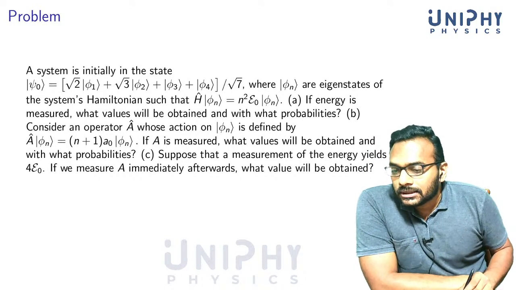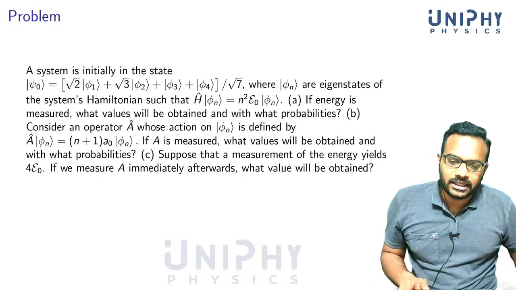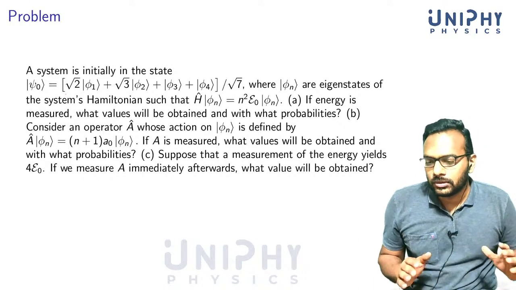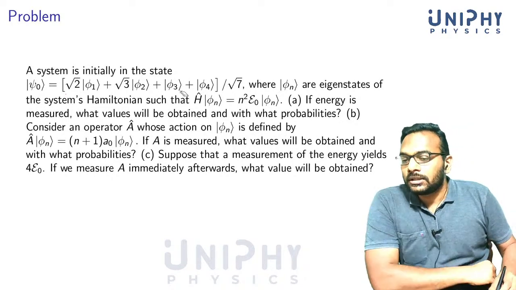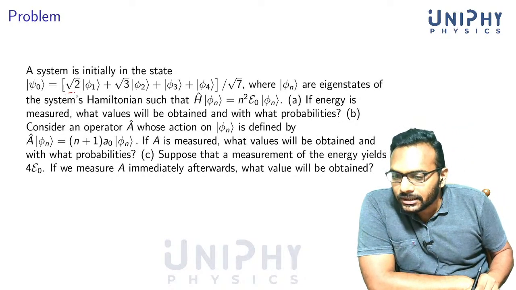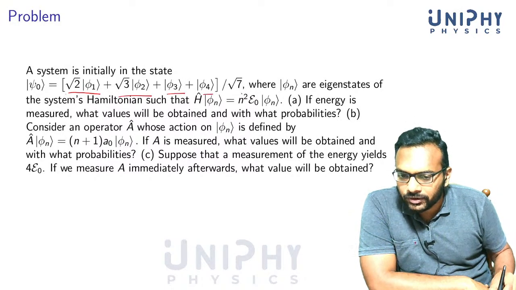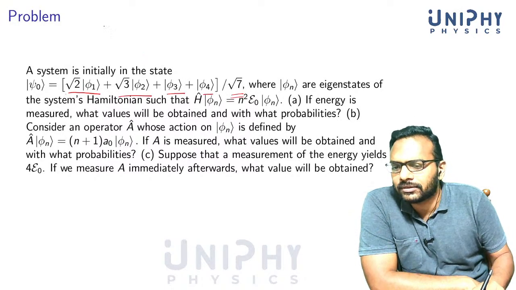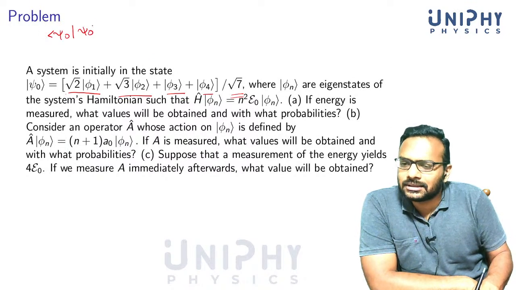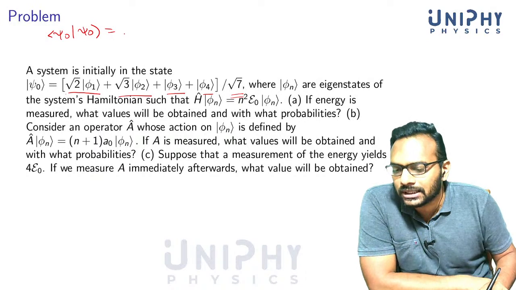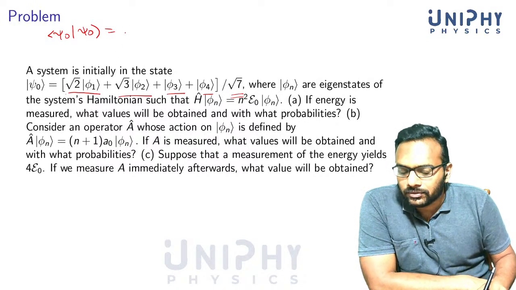So here is a system which is initially in the state. These problems I chose specifically to get familiar with the postulates that we discussed so far. A system is initially in the state root 2 phi 1 plus root 3 phi 2 plus phi 3 plus phi 4, divided by root 7. First we check whether it's normalized. Whenever the state of the system is given, we check whether it is normalized.